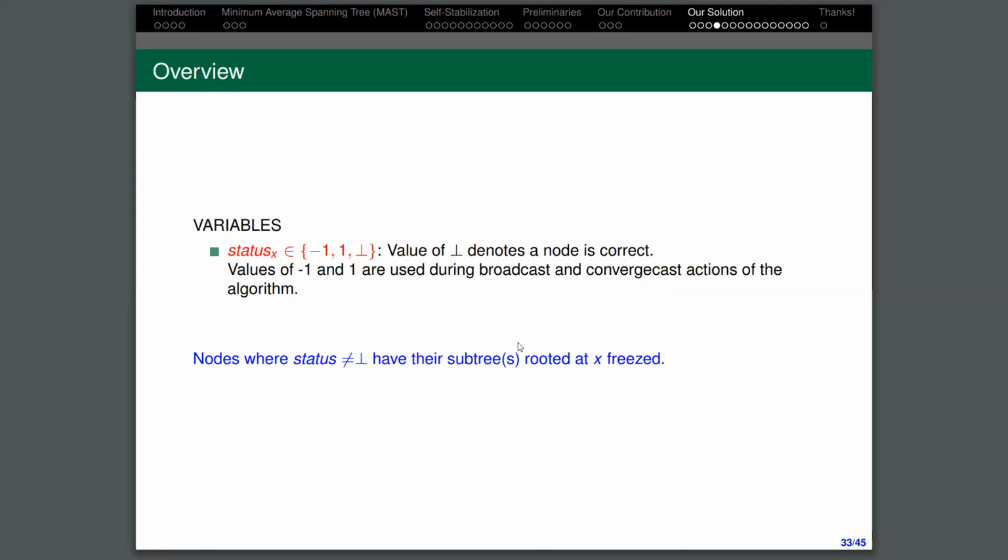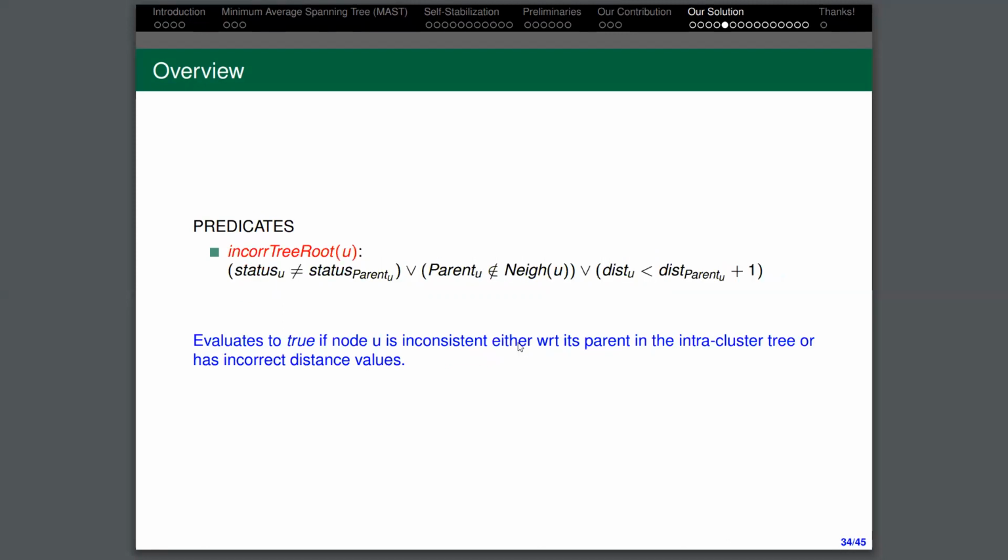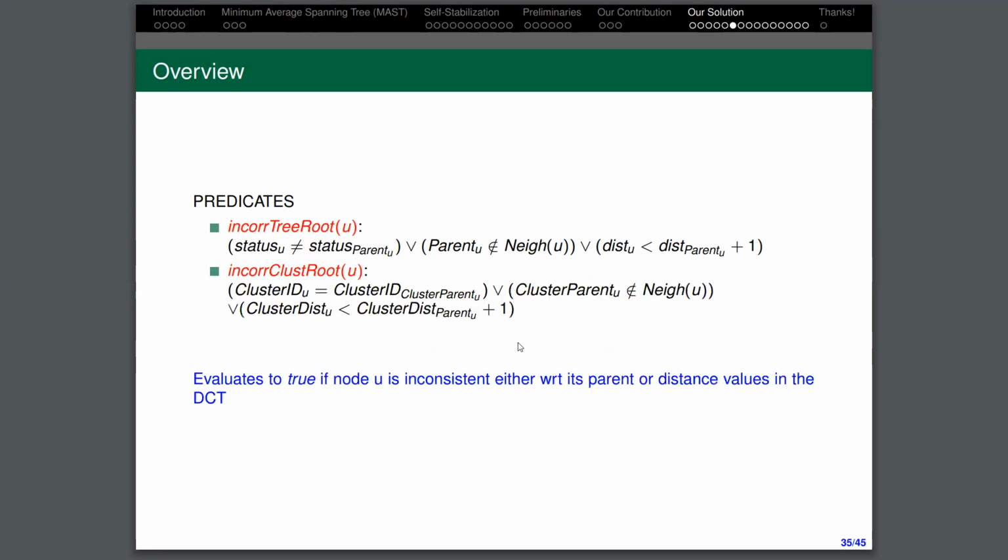Okay. So now we look at certain predicates that help us detect a faulty node. The first one is incorrect tree root. A node is an incorrect tree root if it has a status different from its parent, or its parent is not one of its immediate neighbors, or it has a faulty distance value with respect to its intra-cluster BFS tree. If it evaluates to true, then this node is somehow faulty.